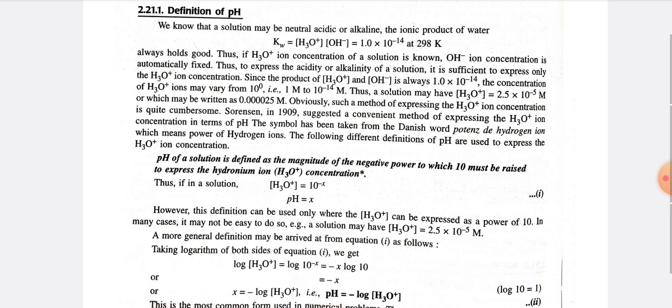Thus, if in a solution the H3O+ ion concentration is equal to 10 raised to the power minus x, then pH is equal to x. However, this definition can be used only where the hydronium ion concentration can be expressed as a power of 10. In many cases, it may not be easy to do so. For example, a solution may have hydronium ion concentration equal to 2.5 into 10 raised to the power minus 5 molarity. A more general definition may be arrived at from equation 1.